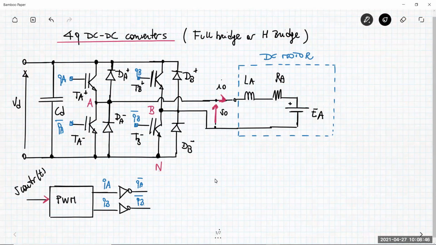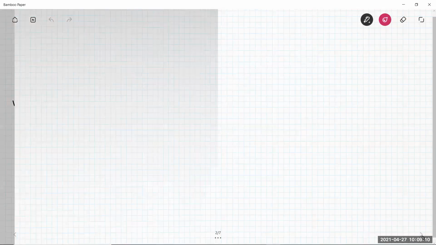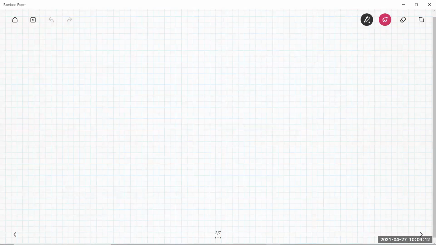You should know that we have here 2 kinds of pulse width modulation. One is called the unipolar pulse width modulator, and the other one is called the bipolar pulse width modulator. And we're talking about the unipolar pulse width modulator. So let's continue this discussion. Remember what I showed you last time.